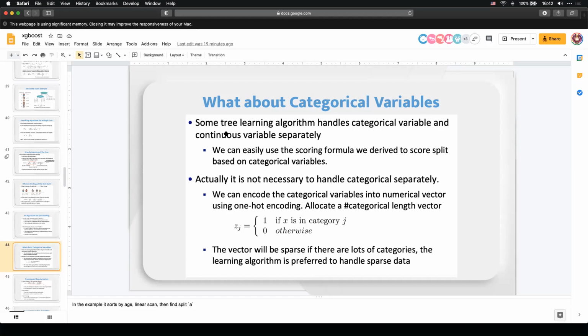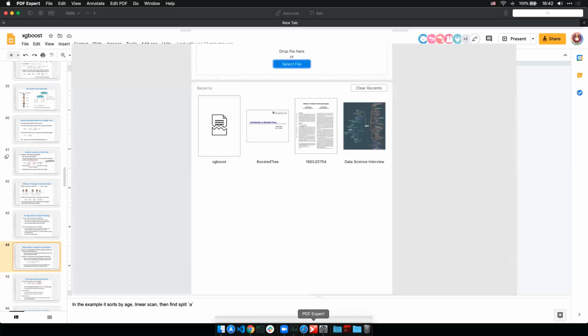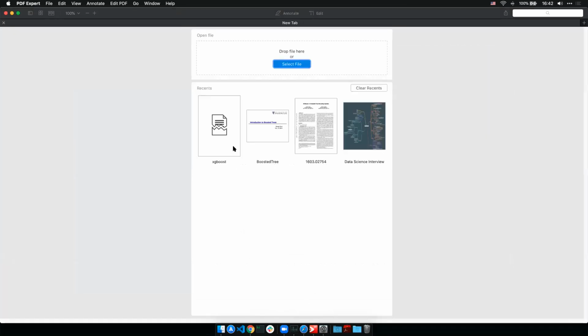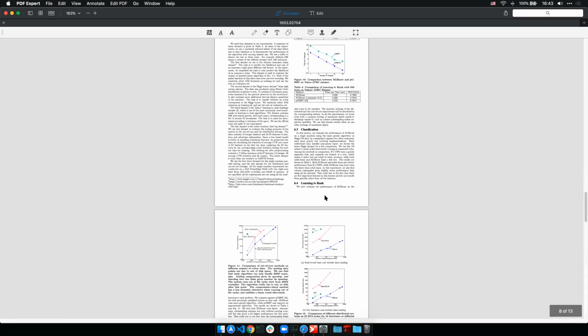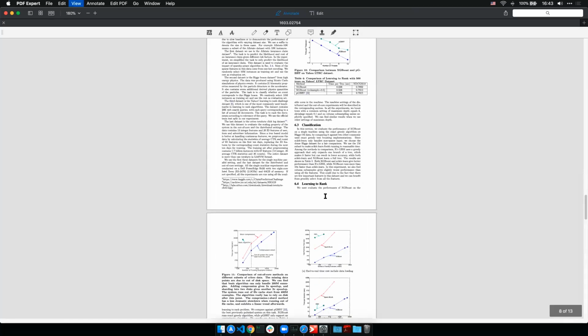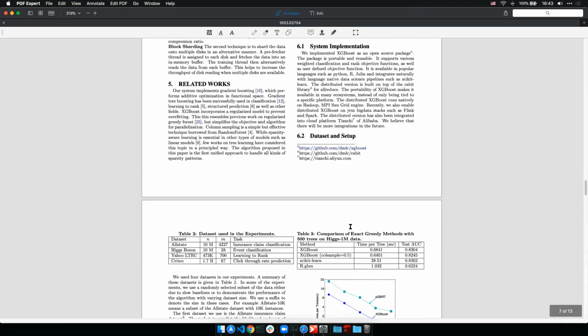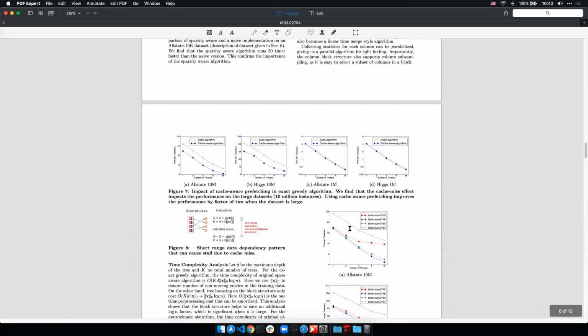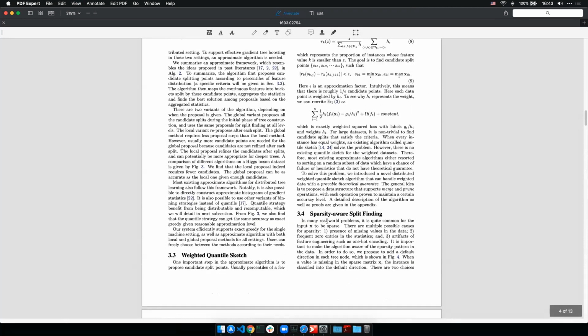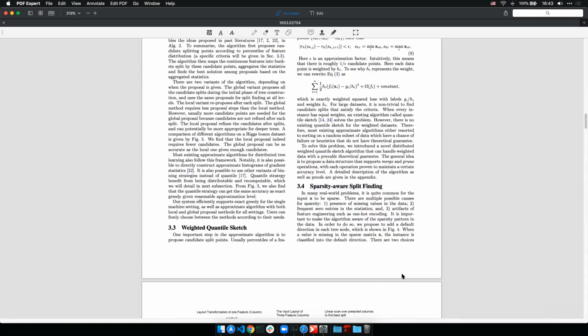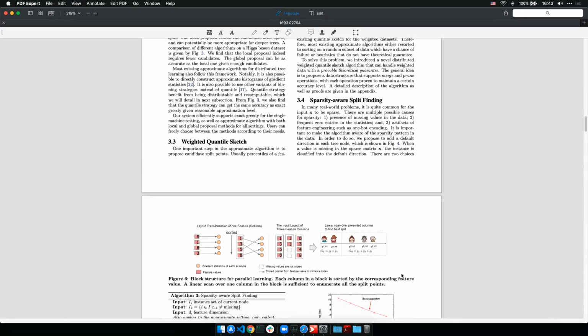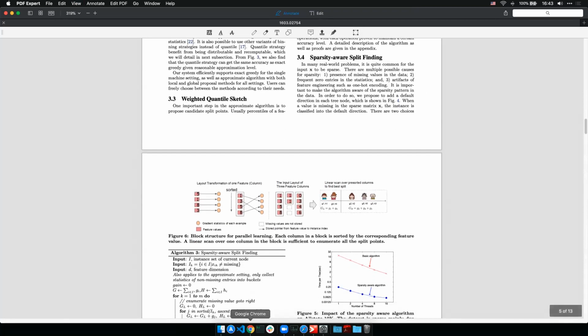So there is a particular section in the paper that describes an algorithm to handle the sparseness. It's called sparsity-aware split finding. This is how they particularly optimized for this issue. So if you're curious, you can read this part.